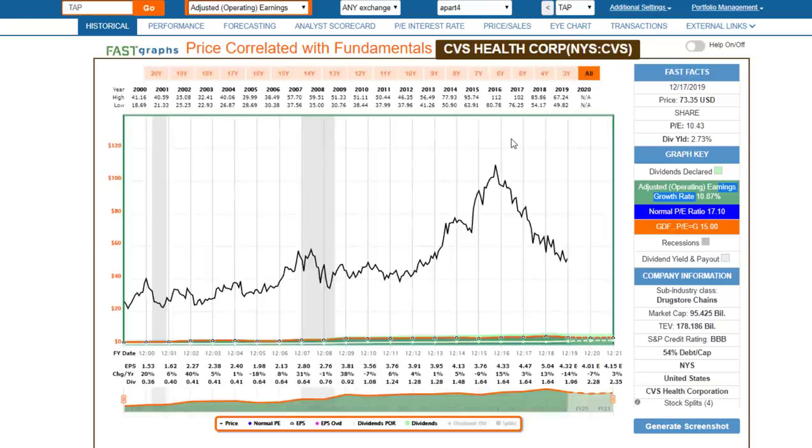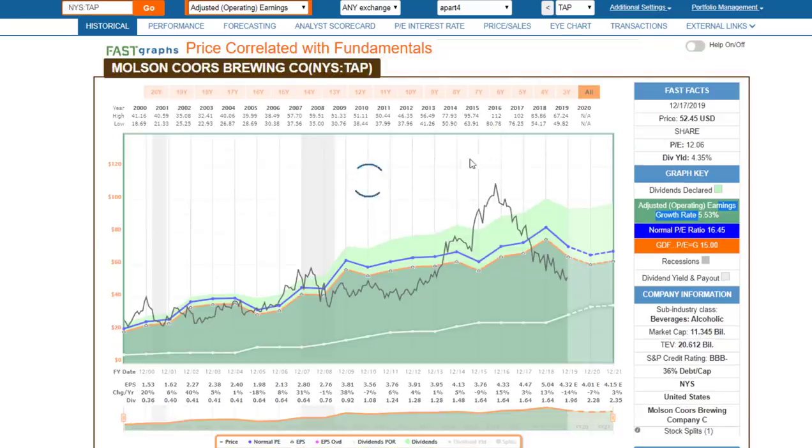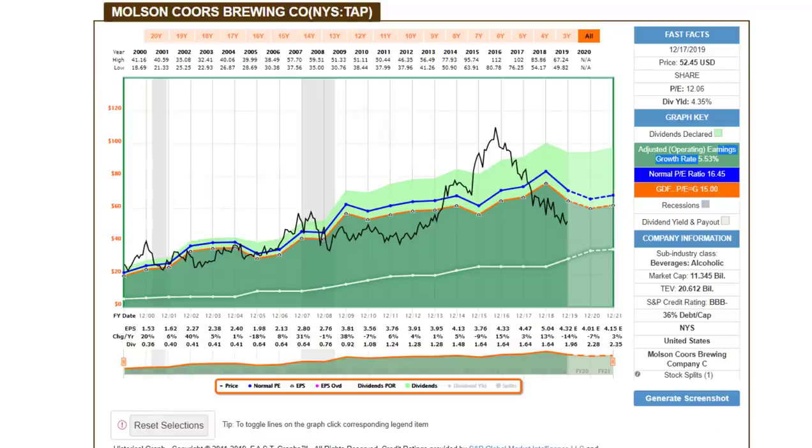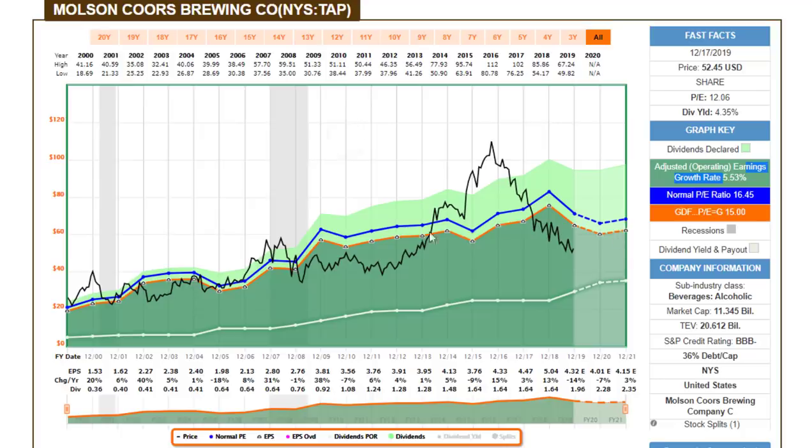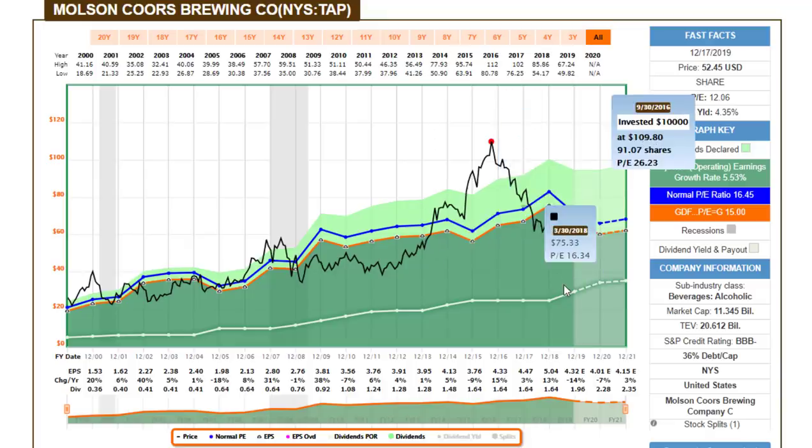Now, the next one I'm going to look at here is Molson Coors Brewing Company, some very popular beer brands. And what I want you to notice about this particular example is you don't really get a lot of growth in this stock. Its average growth has been about 5%, but yet for whatever reasons, this stock got significantly overvalued. The PE got up to 26, and again, that lasted for a couple of years.